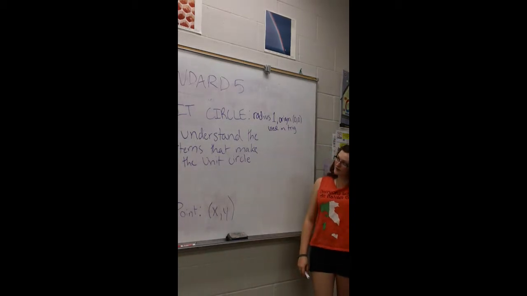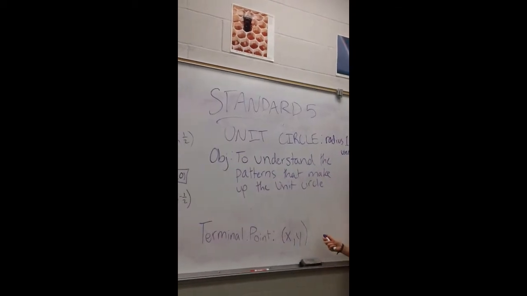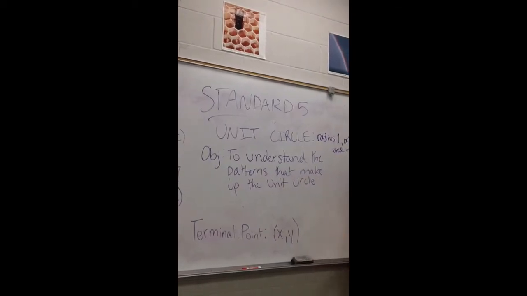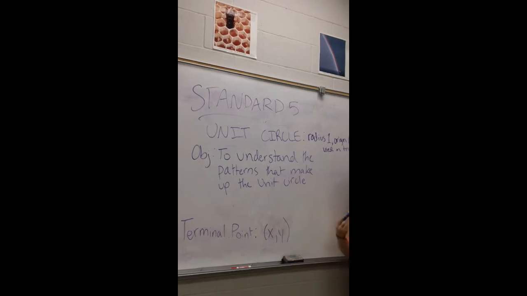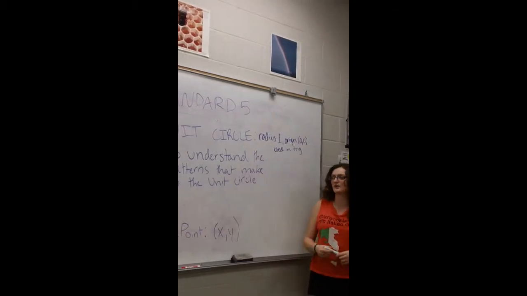And vocabulary that you're going to need for this is terminal point. The terminal point on the unit circle is when you get a degree or a radian given to you. It's the xy coordinate that corresponds with that radian or degree.